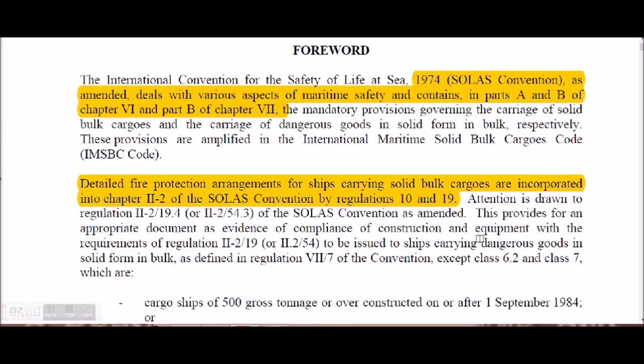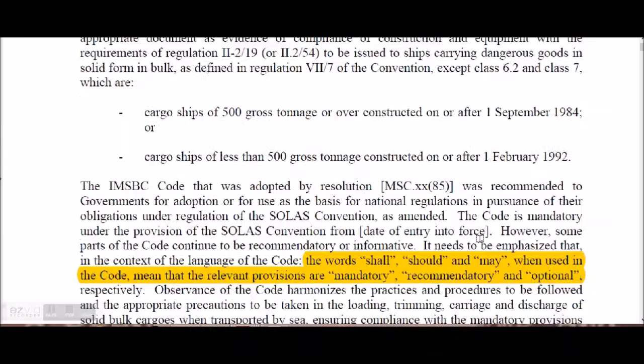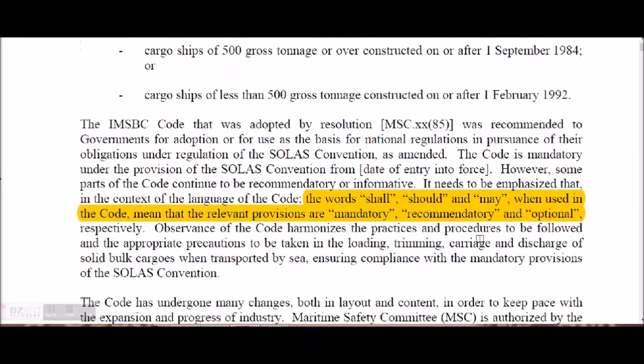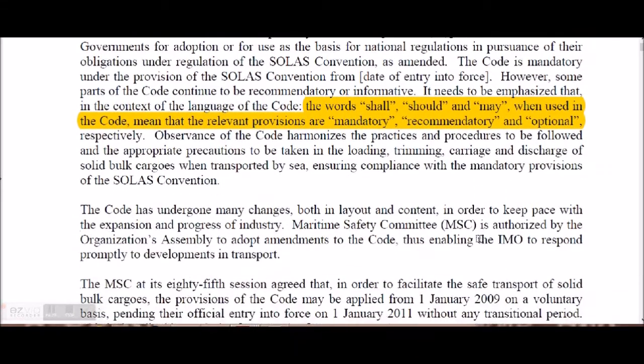Okay, here are the few words which we need to know. What is the meaning of the words shall, should, may? When used in the code, they mean that relevant provisions are mandatory, recommendatory and optional. We should know the meaning whenever it is used, shall, should and may. So here is the meaning. Generally sometimes this is being asked.